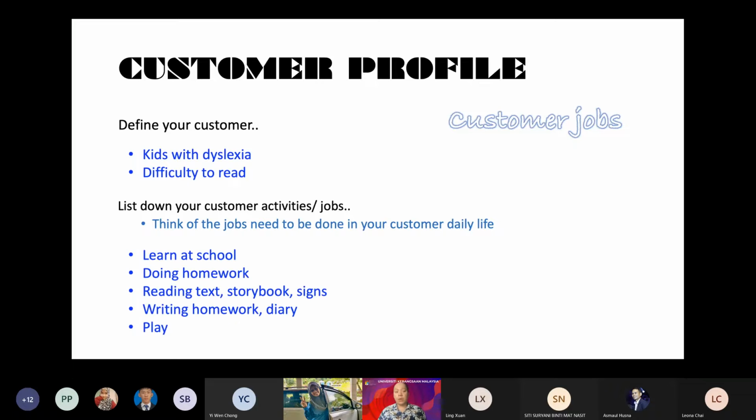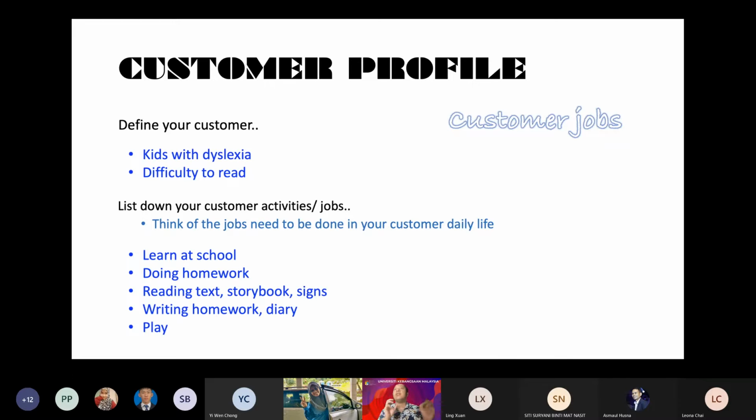What are they? Okay, kids. When we talk about kids, they need to learn at school, because school is the place for children to learn other than play. And then they need to do homework. So they need to read text, read storybooks, and learn about signs. Signs means when kids go to the supermarket or anywhere else, if there is a sign, the kid should be able to read it, because all the signs you can see on the street are very short.